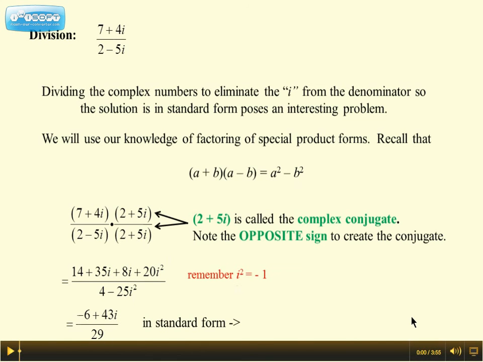To write this in standard form, we separate the fraction, and we have -6 divided by 29 plus 43i divided by 29. This concludes the presentation.